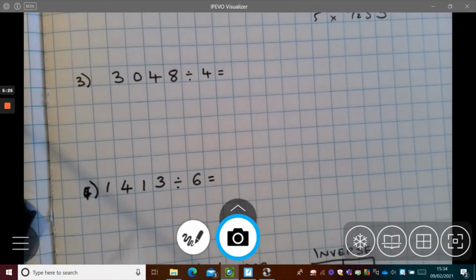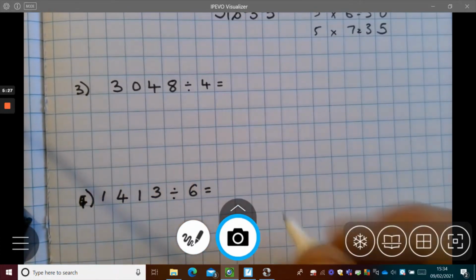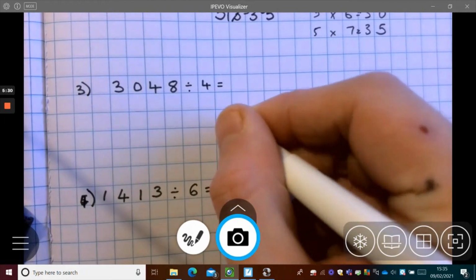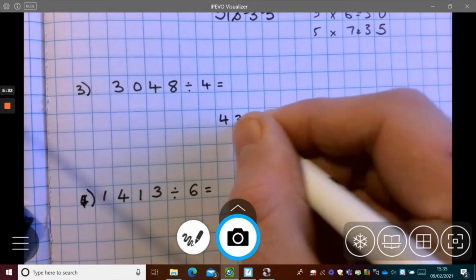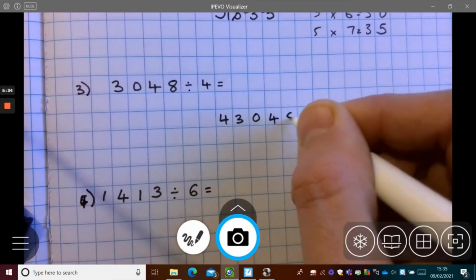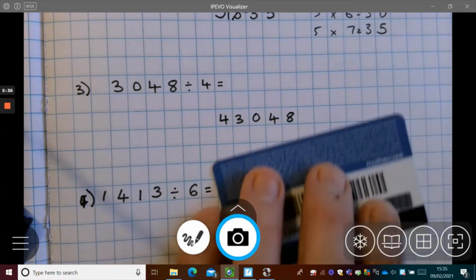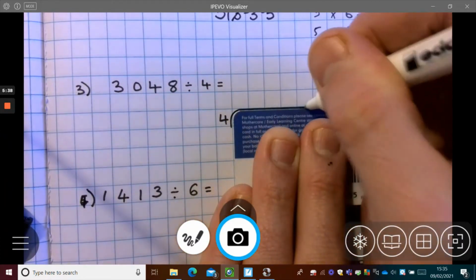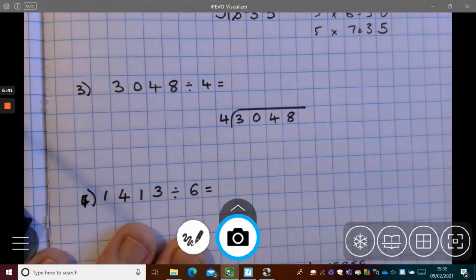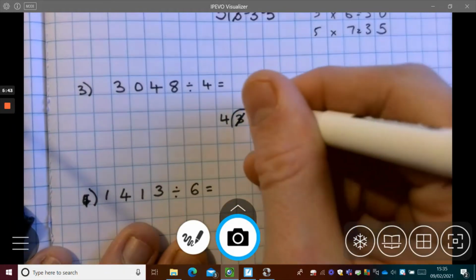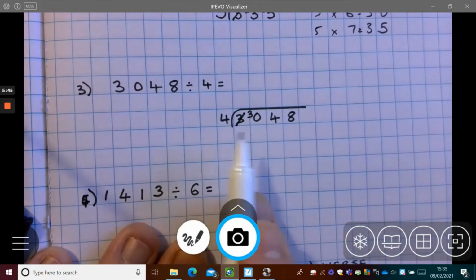Now we've got a 4-digit number divided by a 1-digit number. So I'm dividing by 4, and I'm going to divide up 3048. Here we go then. 4's into 3. Can't do that, so I'm bringing the 3 into the next column. Now I've got 4's into 30.